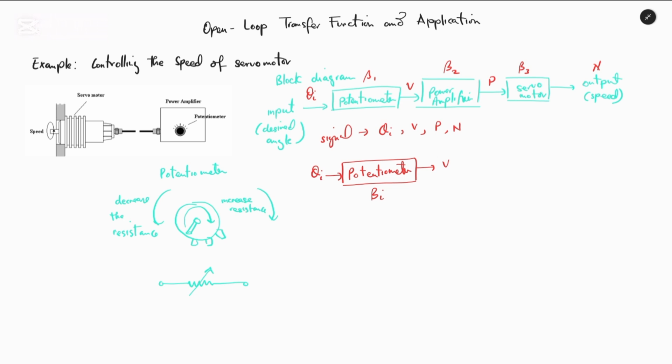And remember, when we talk about the gain, that means we analyze the signal in the time domain. And when we say transfer function, that means we analyze the system in the frequency domain. So the transfer function of the system, or the gain, can be calculated such that beta I is equal to V over theta I. This represents the gain of the system. And if we say beta I is equal to V of S over theta I of S, now this is in the transfer function format.